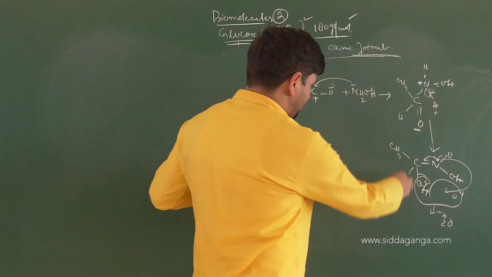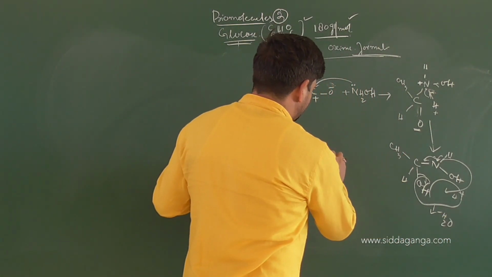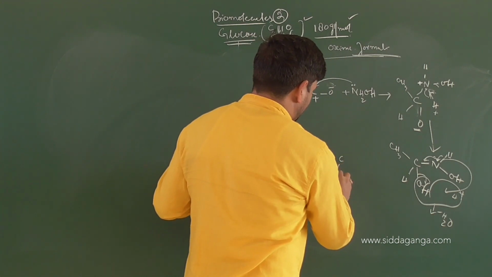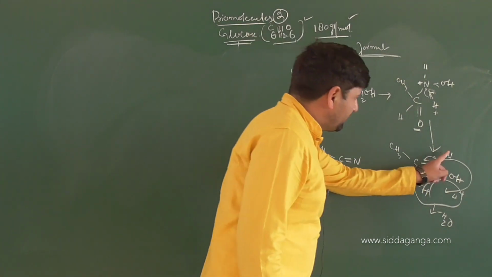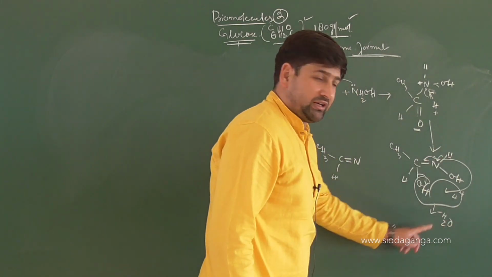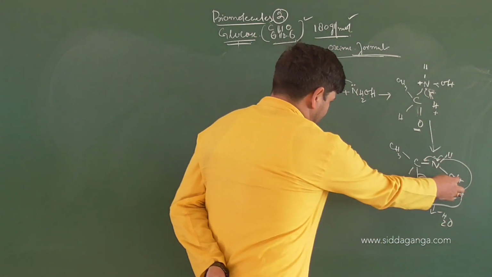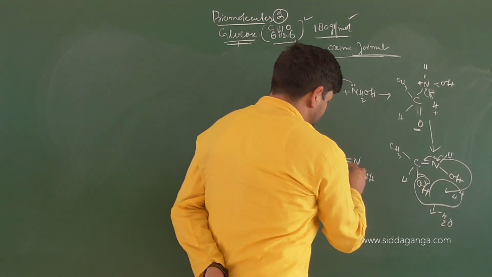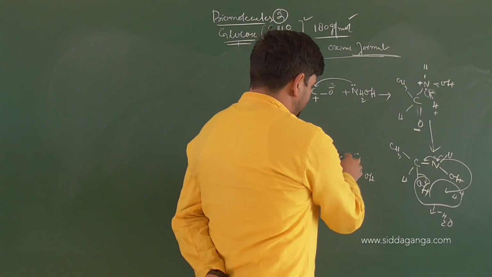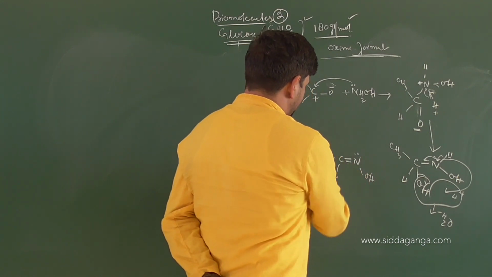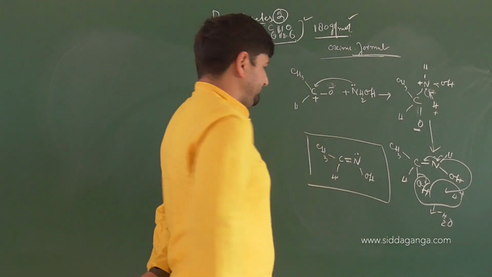Once water is eliminated, what's the structure we are getting here? CH3, you got carbon, you have hydrogen. Now there is a double bond between the carbon and nitrogen, correct or not? This hydrogen has come out in the form of proton and made a water molecule. Now nitrogen is linked to what? OH. Valence is fulfilled or not? 1, 2, 3, 4, 5. Carbon is fulfilled as well. This is the oxime structure that you are getting.